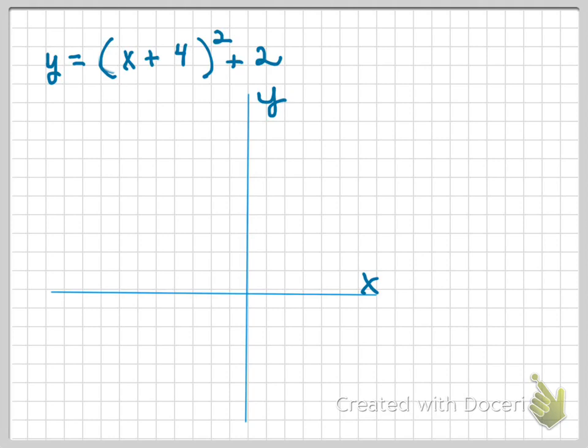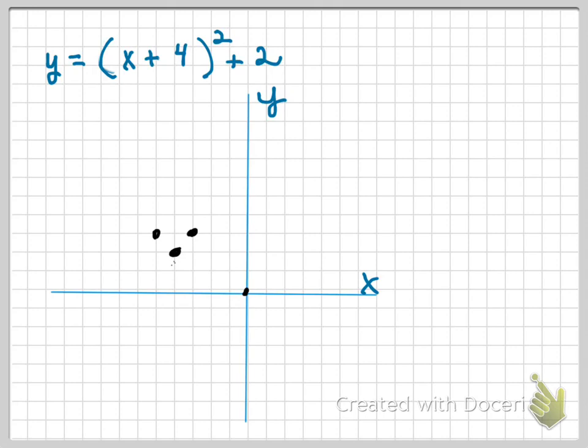So let's graph the vertex. Remember, your vertex is typically here on a parent function. But if I shift that left 4 and up 2, now my vertex is going to be right here. So there's my new vertex. I know it's a happy face parabola, not a sad face, so I'm going to go up 1 over 1 to get the other 2 points.